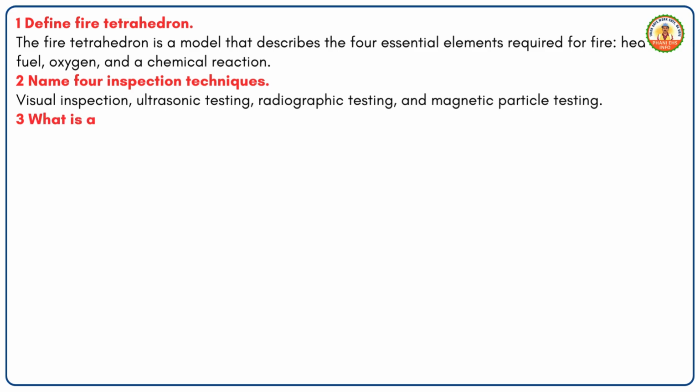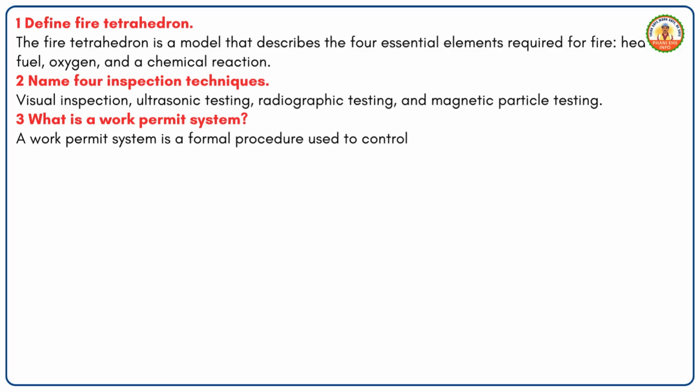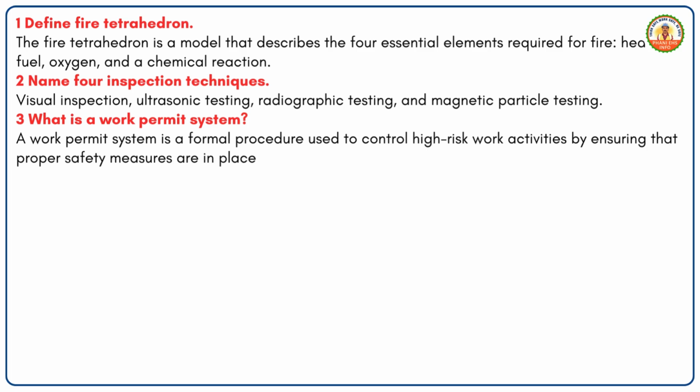3. What is a work permit system? A work permit system is a formal procedure used to control high-risk work activities by ensuring that proper safety measures are in place before work begins.